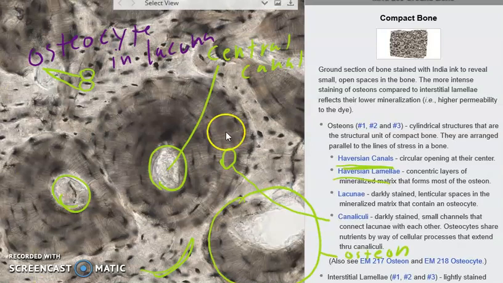And you can see what the whole bone picture looks like over here. And on the lab exam, just like for the cartilage, I will ask you, what is this tissue? Compact bone tissue. What is this structure? So that structure is the central canal. That structure is a canaliculi. That structure would be a lacuna. Or I might ask you the cell. The cell is an osteocyte.